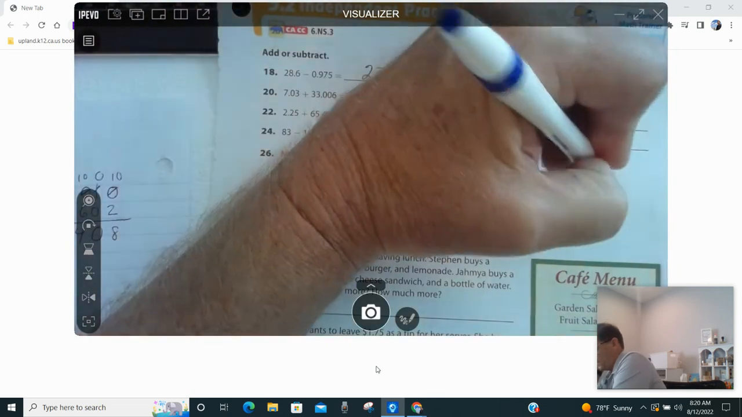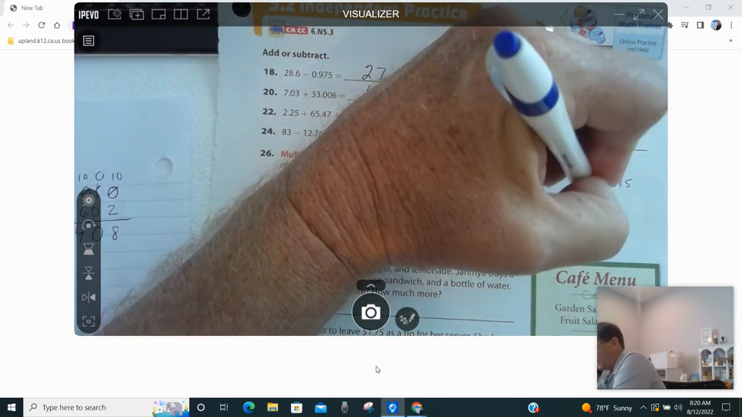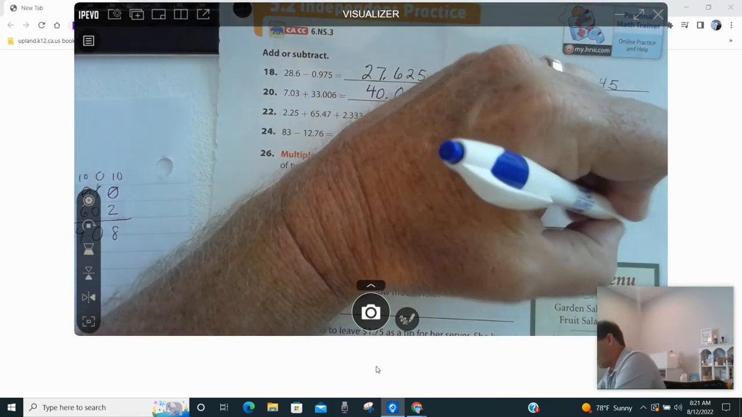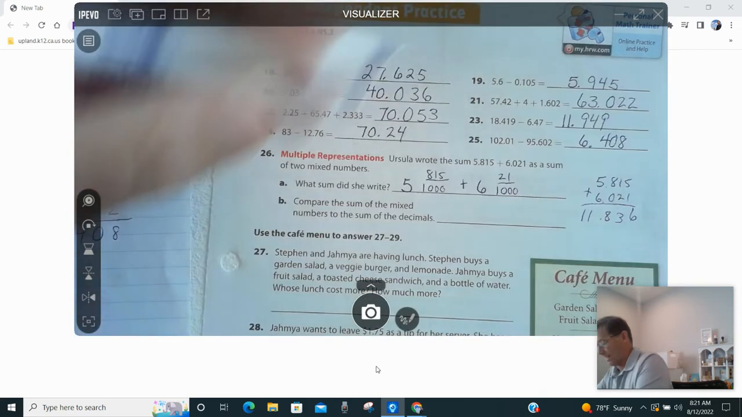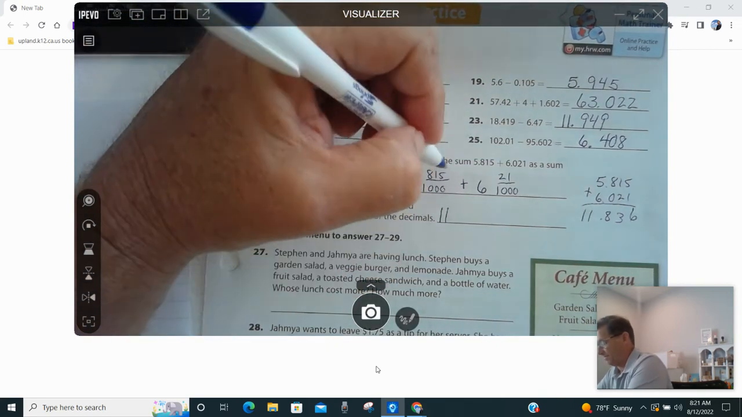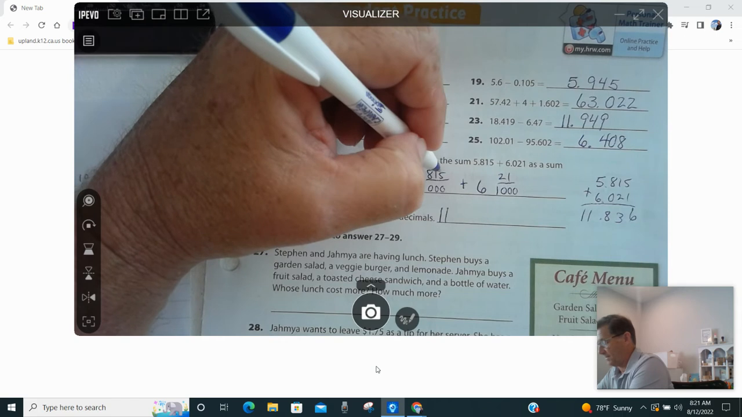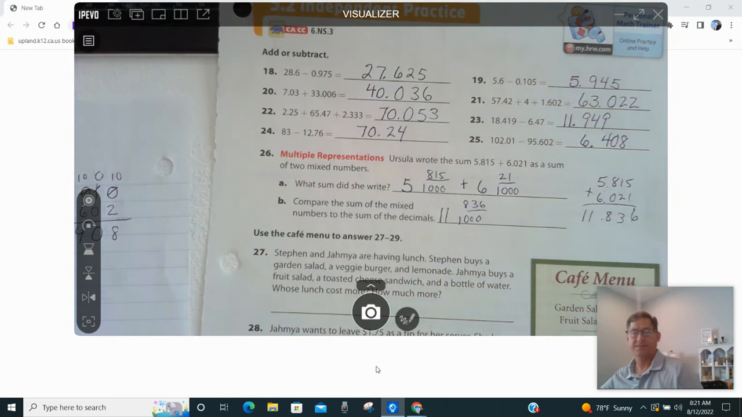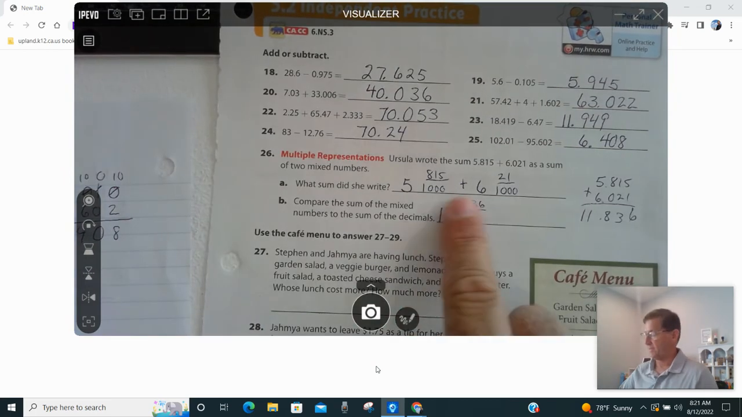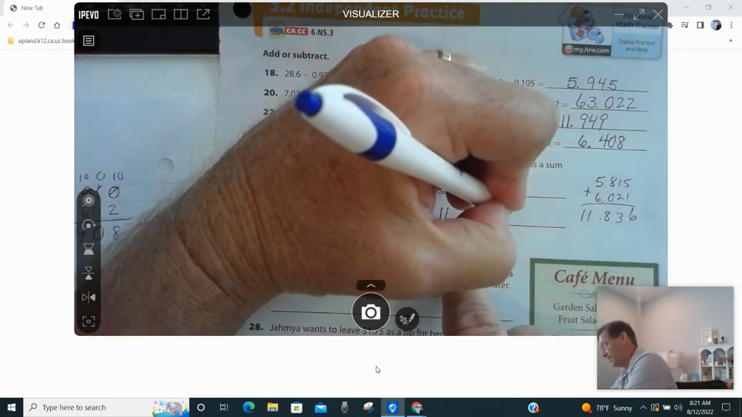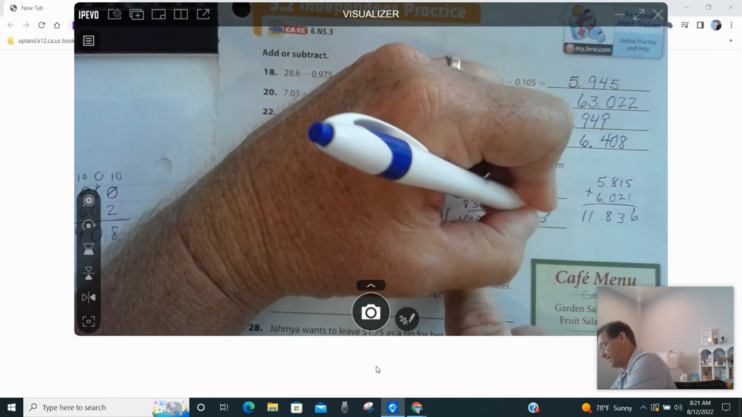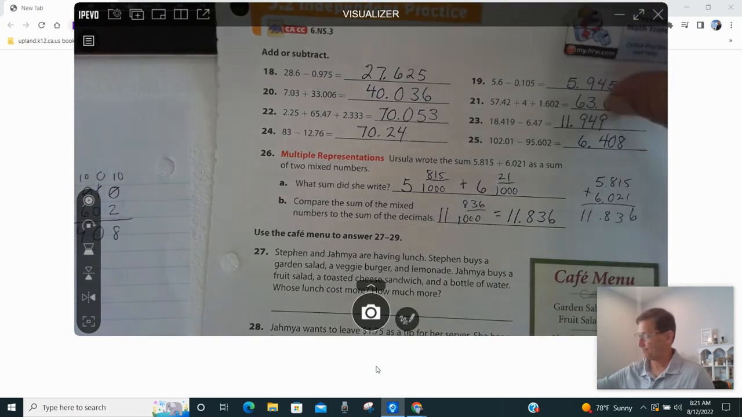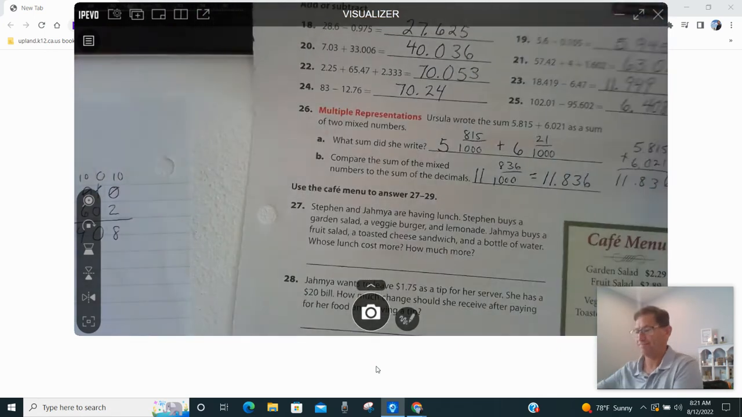Well, okay, so 5 and 815 plus 6 and 21 thousandths. 6 and 5 is 11. 21 and 30 and 15 is 36, so 836 thousandths. Okay. So that's the sum of the mixed numbers, which is the same as saying 11 and 836 thousandths. 27.